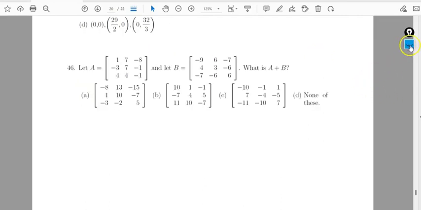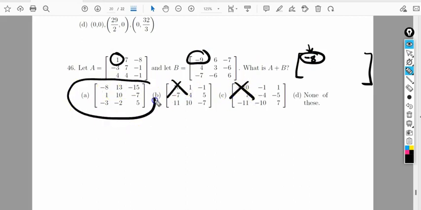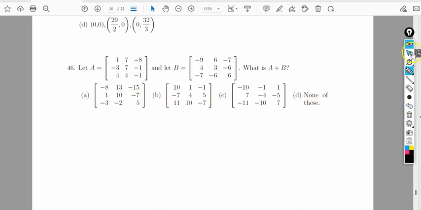What is A plus B? You can only add or subtract matrices if they have the same dimensions. A is a 3 by 3, B is a 3 by 3. You will get a 3 by 3. Now, pick an entry at random, the top left corner. What is that going to be? It's going to be the top left corner of this one plus the top left corner of that one. Which one has -8? It can't be this. It can't be that. And you're going to find it's going to be this one. If you just add corresponding entries, everything checks out, and it's quicker than putting it in your calculator.